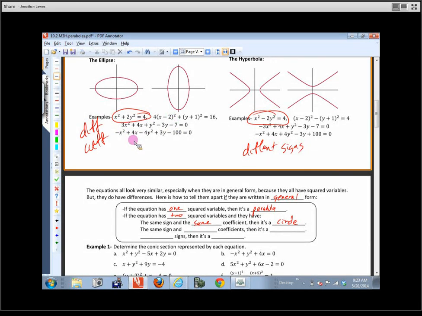If they have the same sign but different coefficients, then what is it? Then it's an ellipse. And the cool part about this is we kind of end with something very easy. Does it have one squared variable? If it does, then it's a parabola. And we end with something that's really easy. If it's got two squared variables and they just have different signs, then by default, what's the last choice? Hyperbola. All they have to be is just different signs. They can even be the same number. You can have a 4 as a coefficient on the x squared and a negative 4 as a coefficient on the y squared. You've got a hyperbola. No doubt about it. Okay?